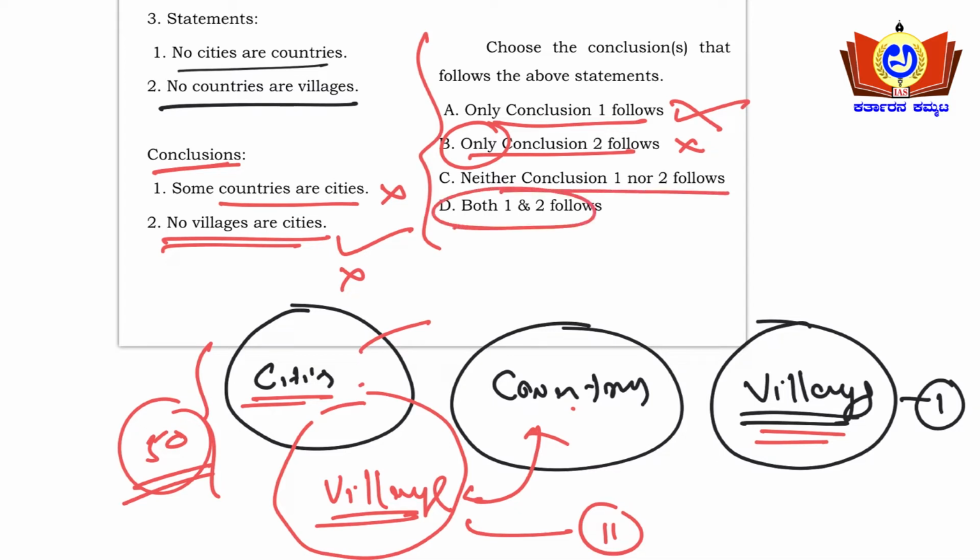And D, both 1 and 2 follow. This is also wrong here. Neither conclusion 1 nor conclusion 2 follows. It is the most probable option, my dear friends. Hence option C is the right answer here. Moving on to the next question.